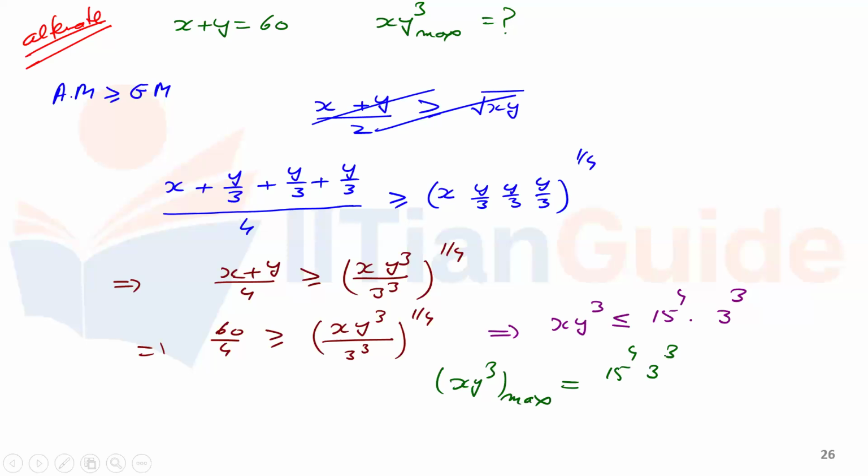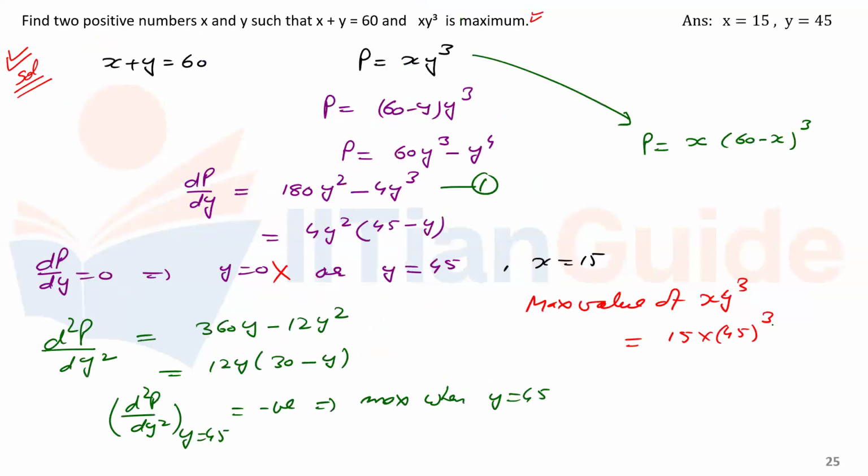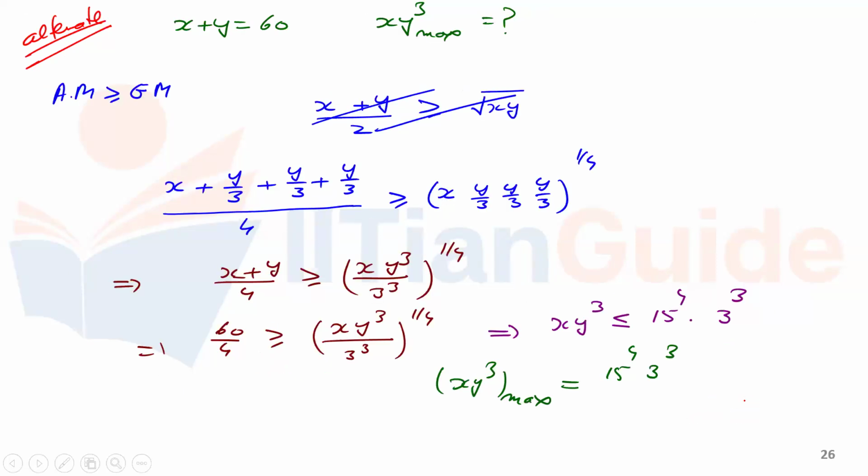Now let's check the answer. I have got 15 into 45 cube. Let me write it. I can write 45 as 3 into 15, whole power 3. So basically I am getting 15 power 4 into 3 cube. I am getting the same value. Am I right? So I got the value, but I didn't get the answer. What is the value of x or what is the value of y? I didn't get that. But anyway, no problem.